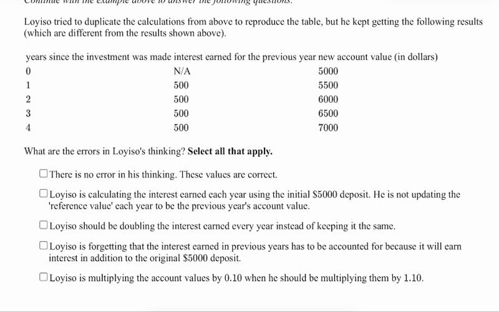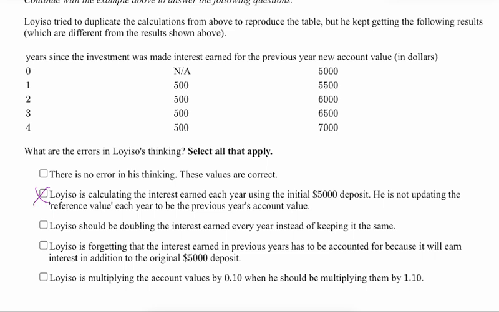Do you see how he is continuing to use that 500 from the initial amount? Do you see how we have to keep changing the calculation on the initial amount? So he's calculating the interest each year using the initial deposit. So that's a mistake. That's what he's doing wrong. He is not updating that reference value. He should be doubling the interest.